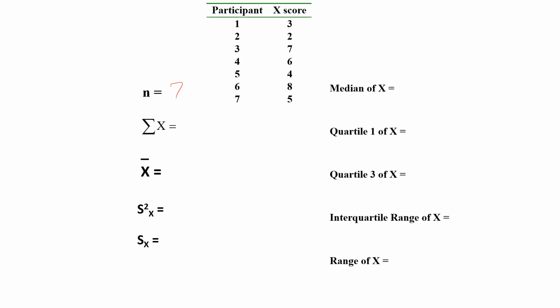The sum of X, so we're going to add all of the X's together. So we have 35. So this is equal to 35. The mean here is going to be the sum of X divided by N, so it's going to be equal to 35 divided by 7, or 5. And circle your answer. We are not taking exams on paper, so it's not as big of a deal, but if you're taking stats exams on paper, just circle your answer.